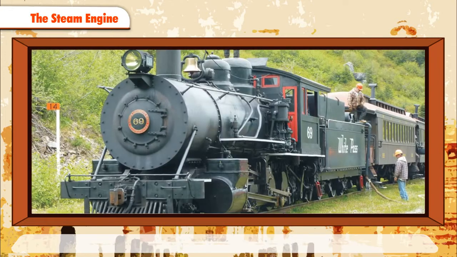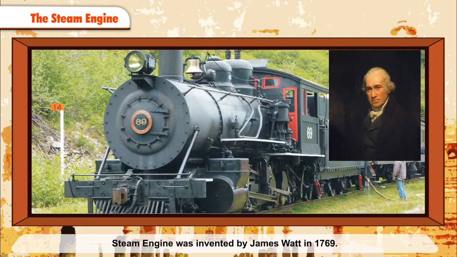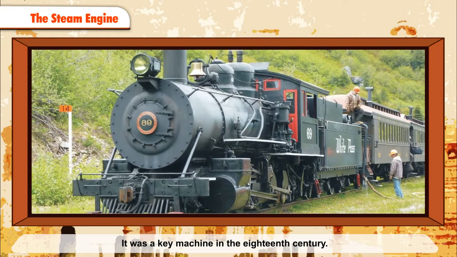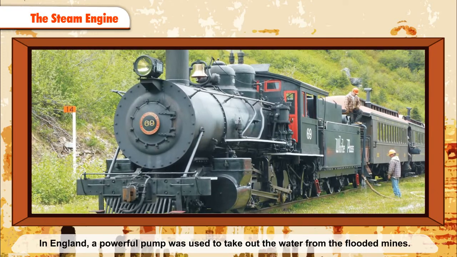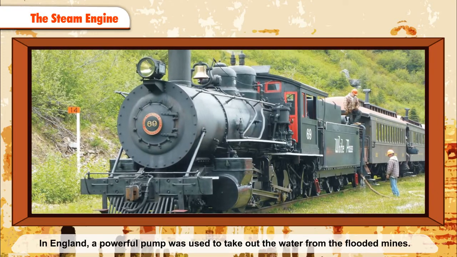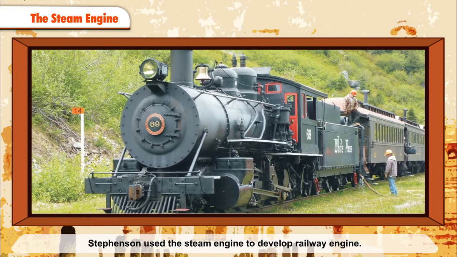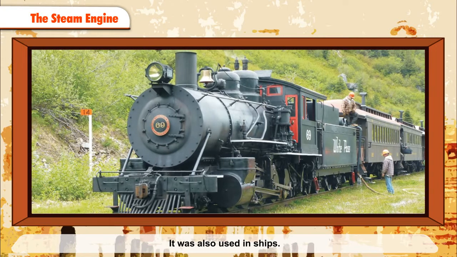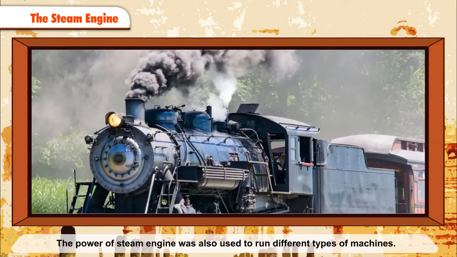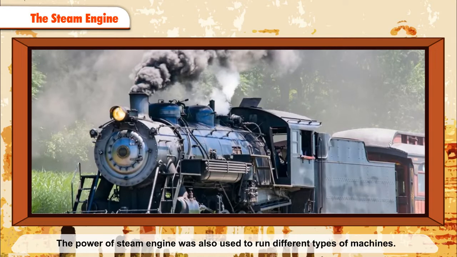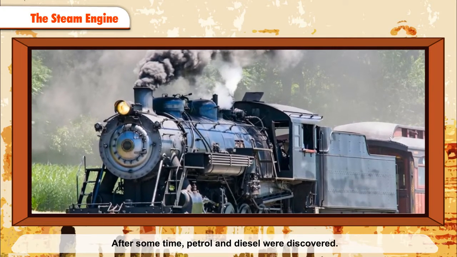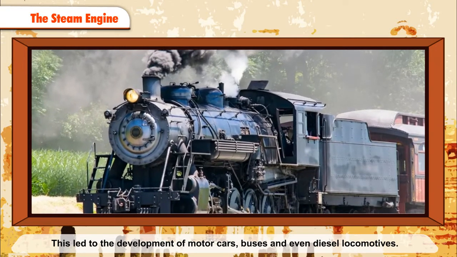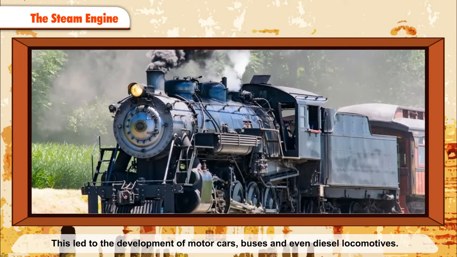The steam engine. The steam engine was invented by James Watt in 1769. It was a key machine in the 18th century. In England, a powerful pump was used to take out the water from the flooded mines. Stephenson used the steam engine to develop the railway engine. It was also used in ships. The power of the steam engine was also used to run different types of machines. After some time, petrol and diesel were discovered. This led to the development of motor cars, buses and even diesel locomotives.